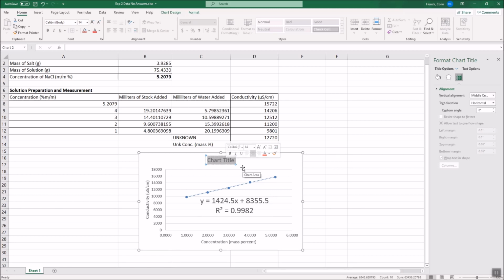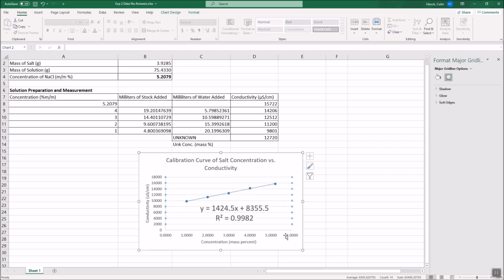Finally, I forgot to put a chart title, so I'm going to put that, and I'm going to put calibration curve of salt concentration versus conductivity. All right, so now I have a title for my graph. So now I have everything I need.